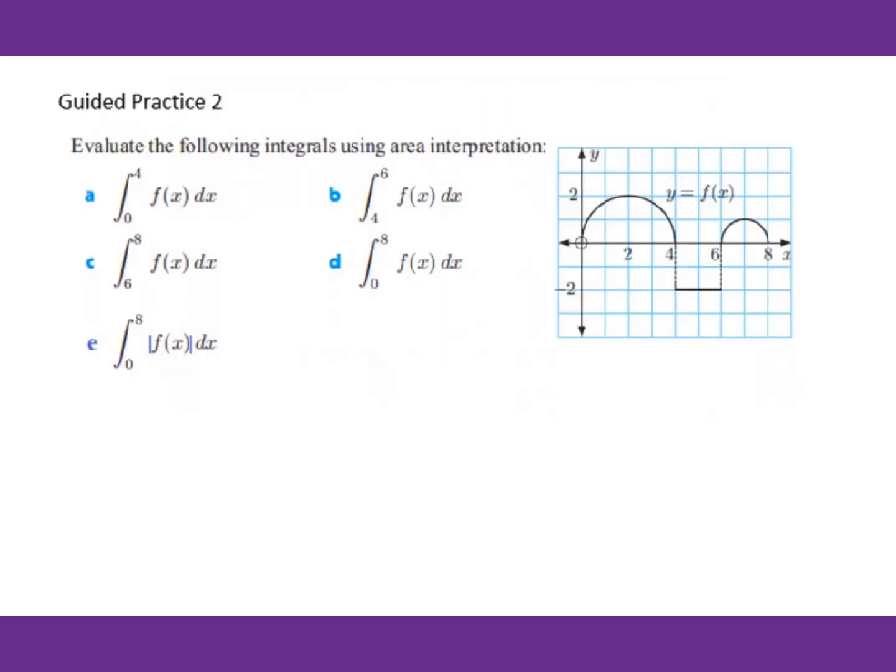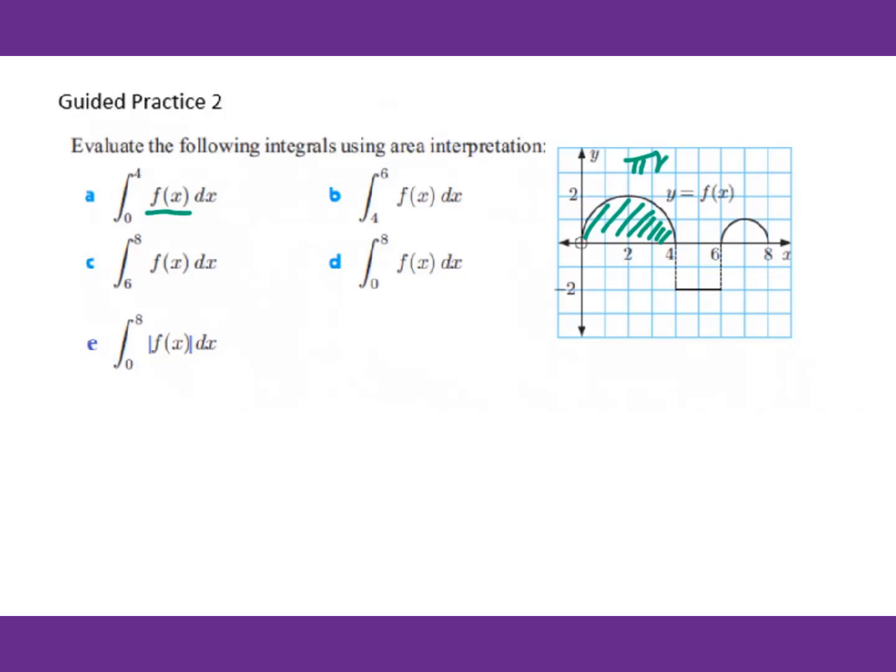Now let's go to guided practice 2. Evaluate the following integrals using area interpretation. For A, we're looking at from 0 to 4 the integral of f of x. That means this area.